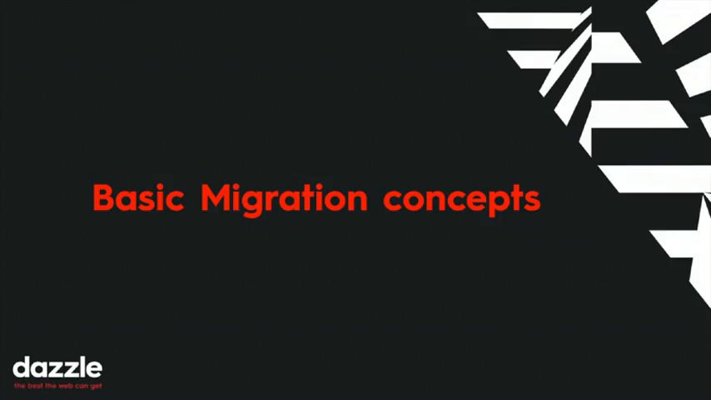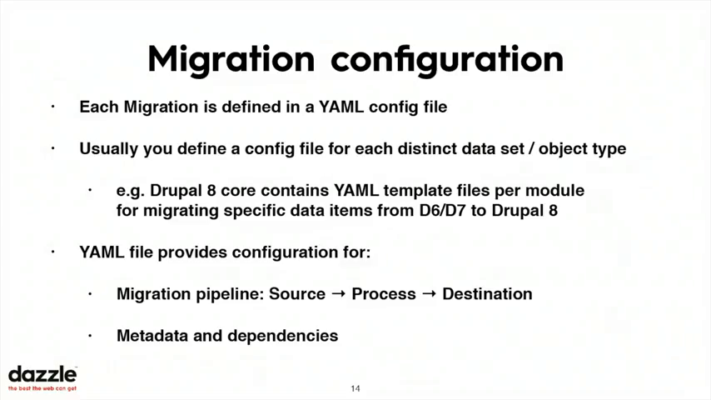Okay, so let's have a closer look at some of the basic concepts, having shown how the migrations are configured and defined and things like that. Basically, each migration is defined as a YAML config file. So any module, be it a Drupal core or a contrib module or your own custom module, can specify one or more migration config files. They use the YAML syntax, like I said. This is a widely used syntax in Drupal 8, so you should familiarize yourself with it.